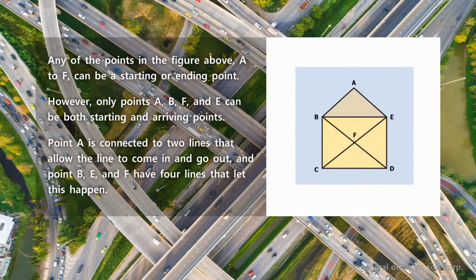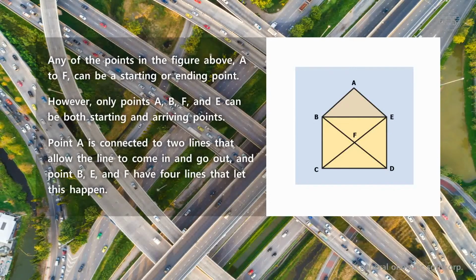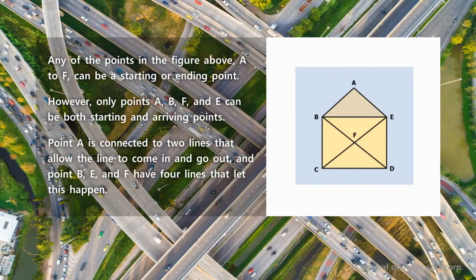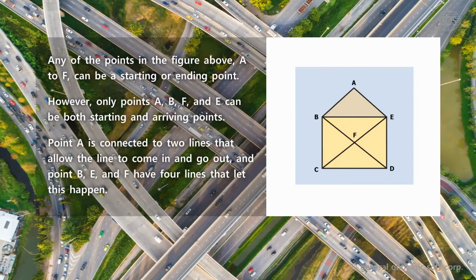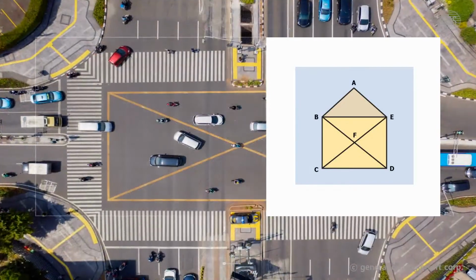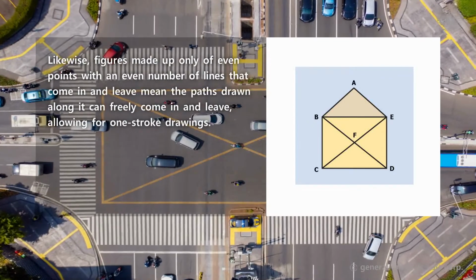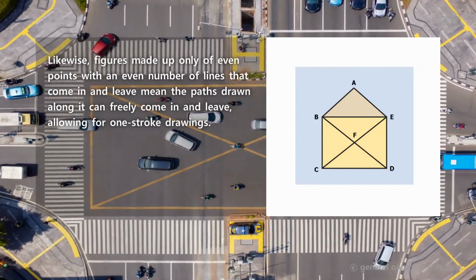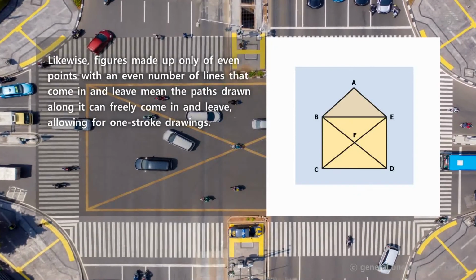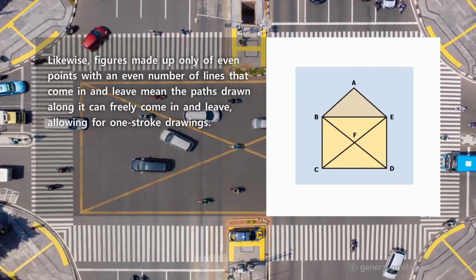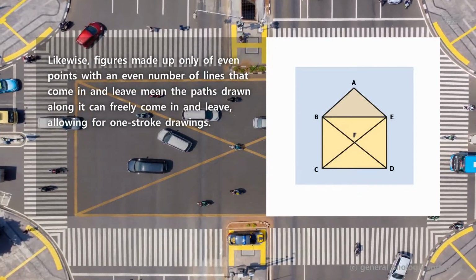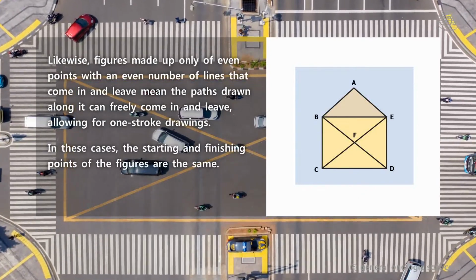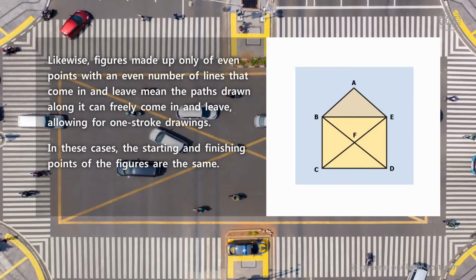Point A is connected to two lines that allow the line to come in and go out, and points B, E, and F have four lines that let this happen. Likewise, figures made up only of even points with an even number of lines that come in and leave mean the paths drawn along it can freely come in and leave, allowing for one-stroke drawings. In these cases, the starting and finishing points of the figures are the same.